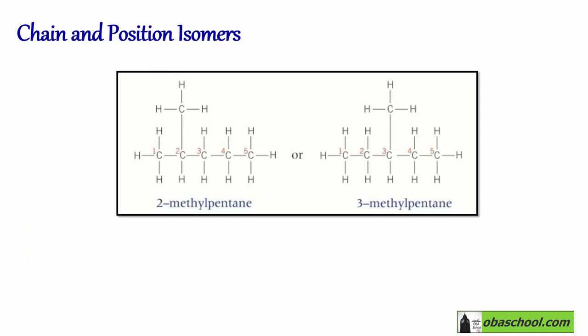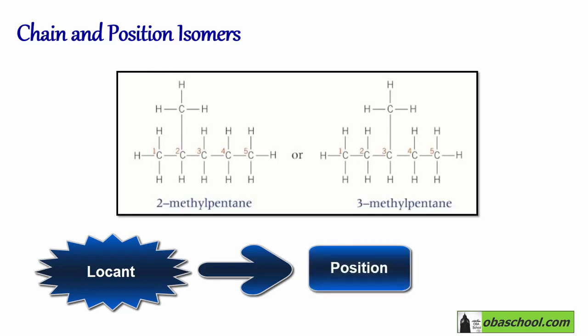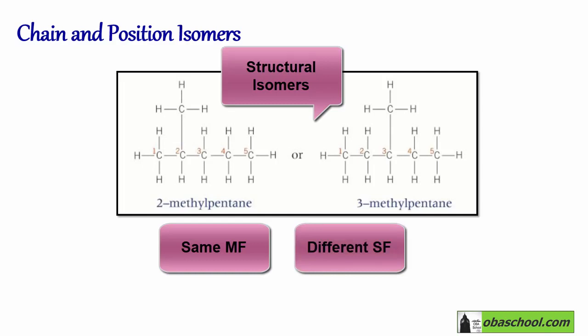So we will be using a number which is sometimes called a locant to indicate the position of any branching or any functional group in a chain. So these are examples of structural isomers. In the next section, we will be talking more about the structural isomers. For now, you have to know that structural isomers have the same molecular formula, but they have different structural formulae. So structural isomers will have exactly the same numbers of atoms. However, these atoms will be bonded in a different way.